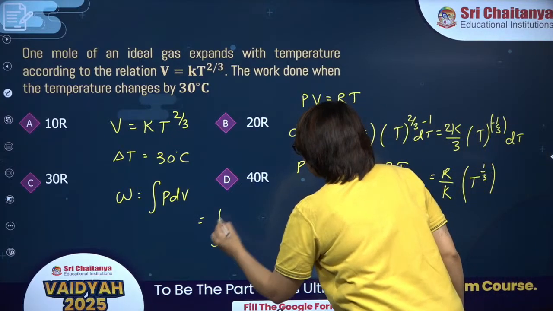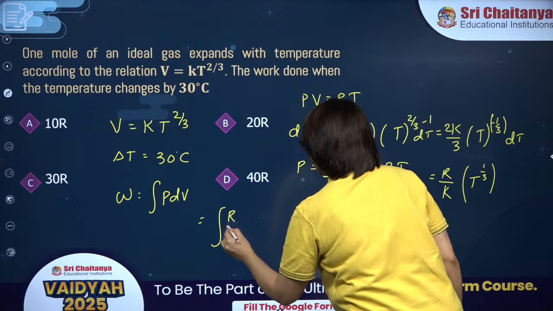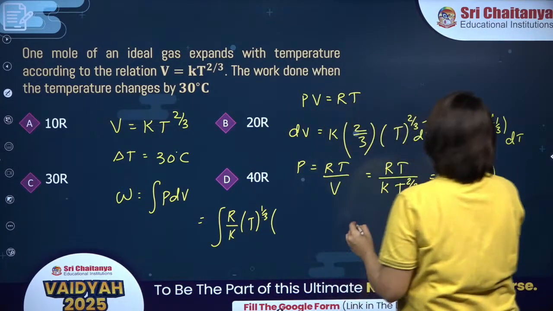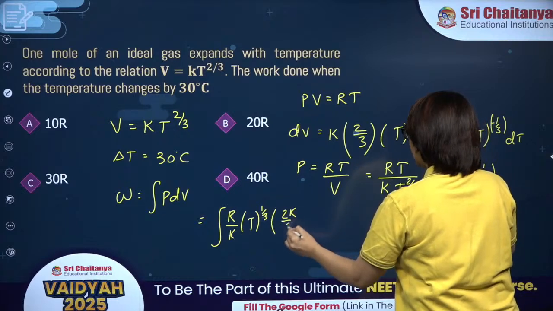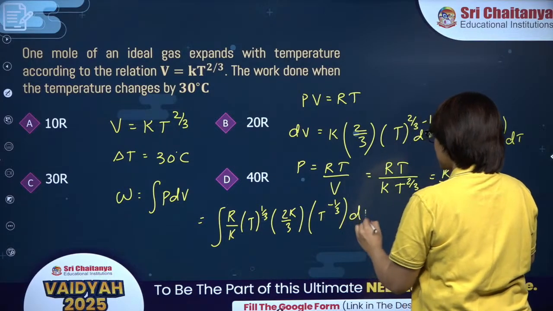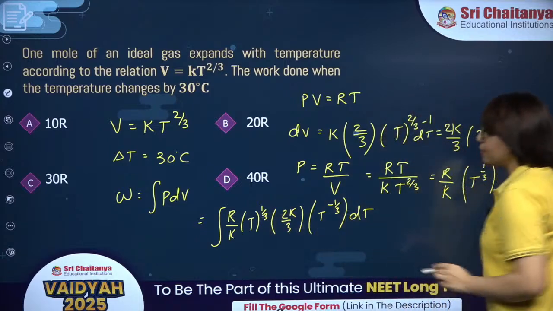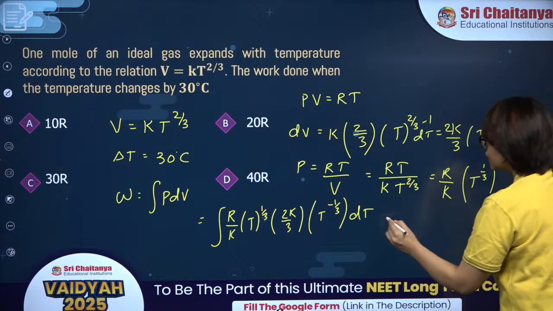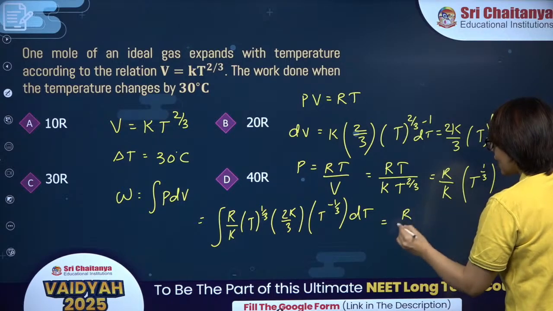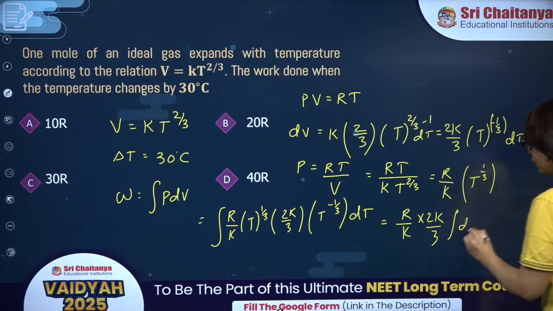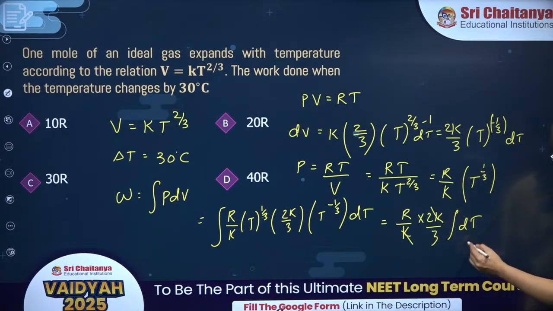So it will be integration of P as R by K times T to the power 1 by 3 into dV, which is 2K by 3 times T to the power minus 1 by 3 dT. T to the power plus 1 by 3 into T to the power minus 1 by 3 will be T to the power 0. So it will be R by K outside into 2K by 3 outside, integration of dT. K cancels, so integration of dT will be T only.